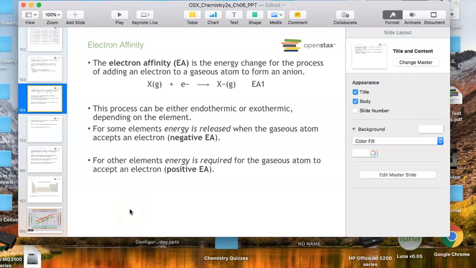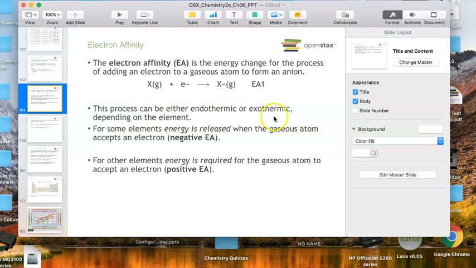The last topic we're going to talk about in this chapter is referred to as electron affinity. The electron affinity is the energy change for the process of adding an electron to a gaseous atom to form an anion. So here's an example of a neutral element. We're adding an electron in this case to produce an anion. So that's an electron affinity value of 1. That means one electron was added and it has a certain electron affinity value associated with it.